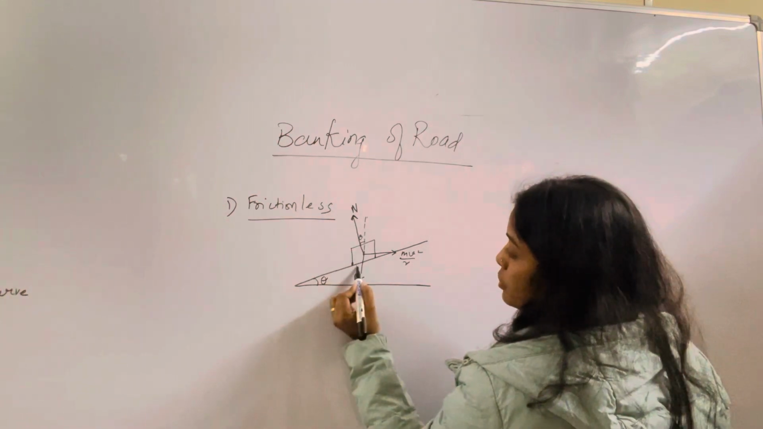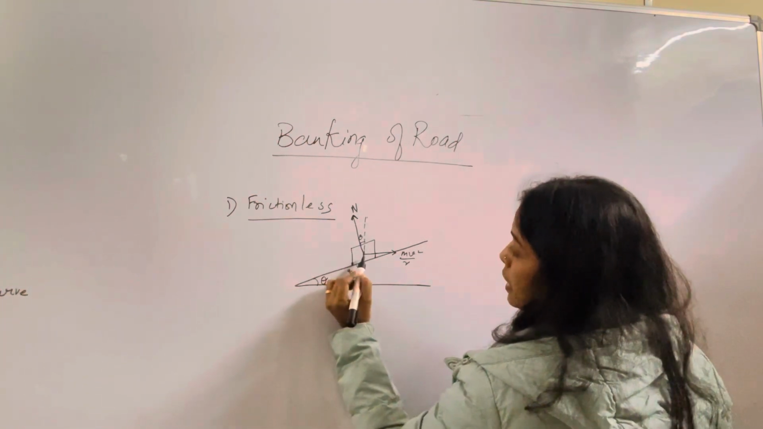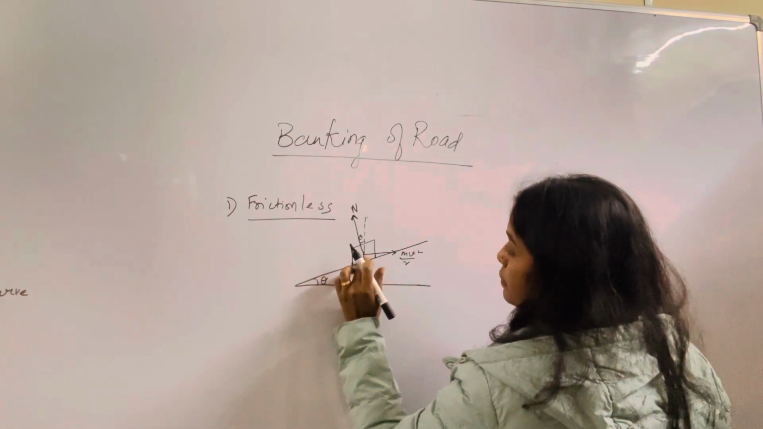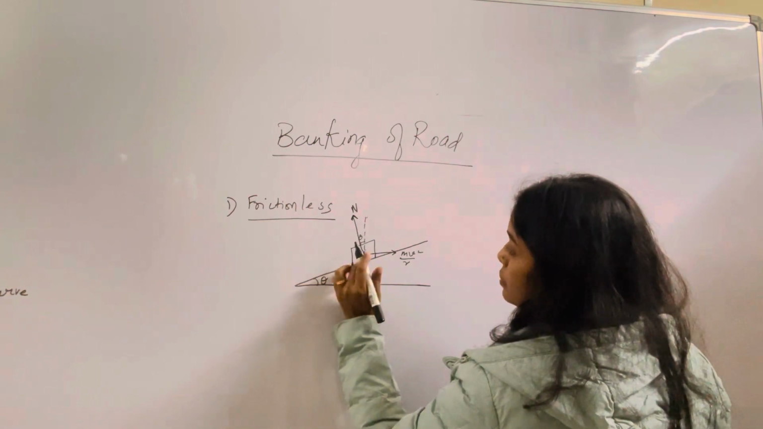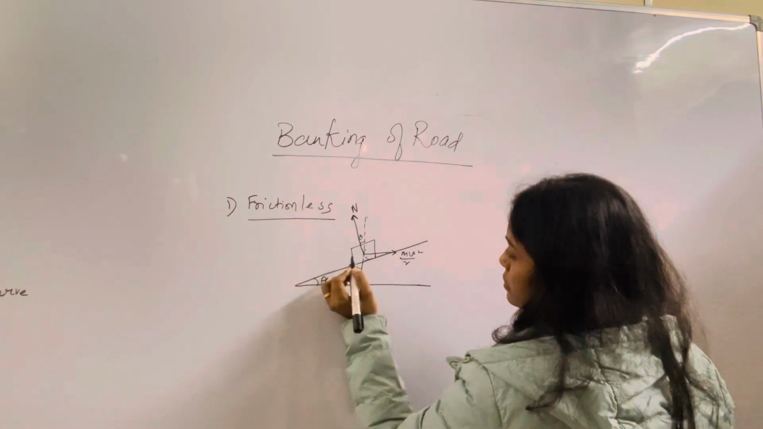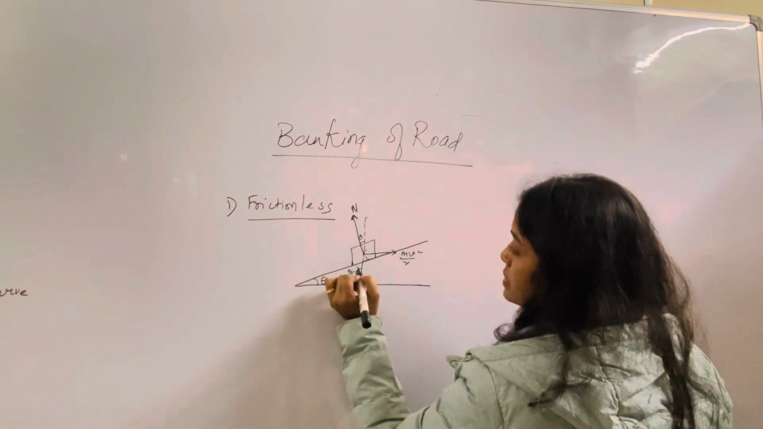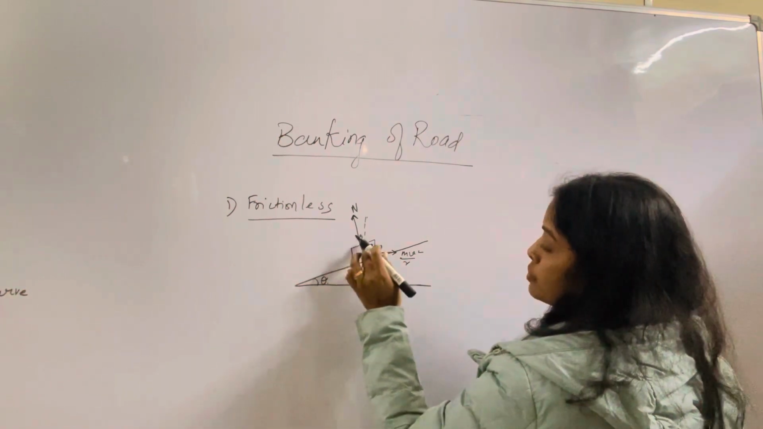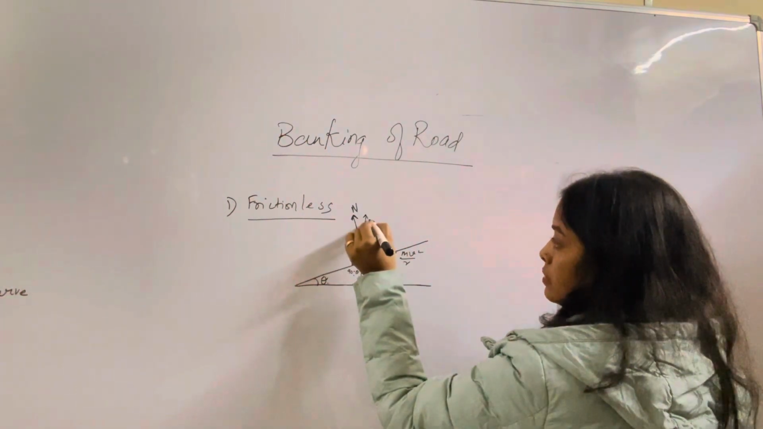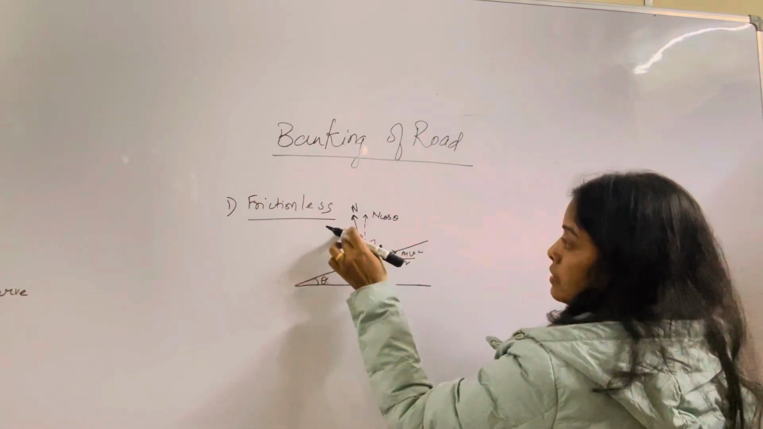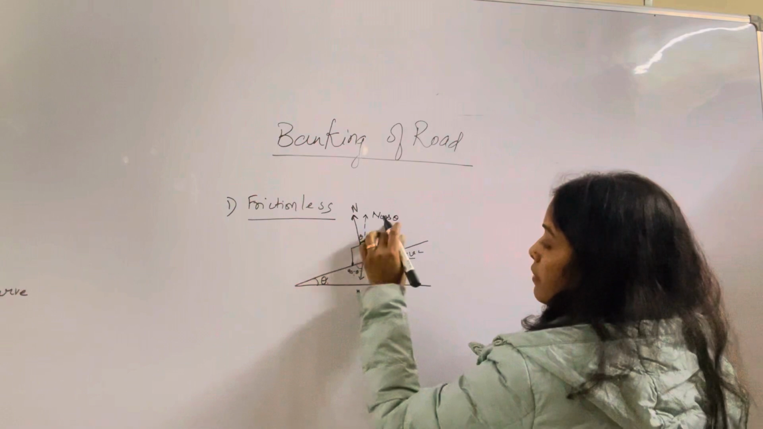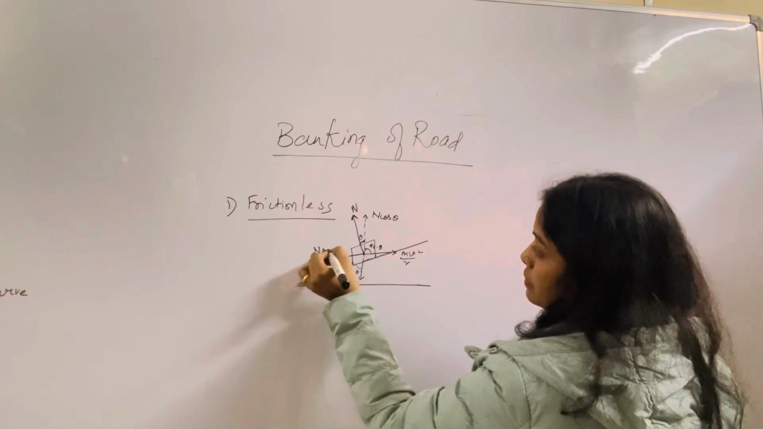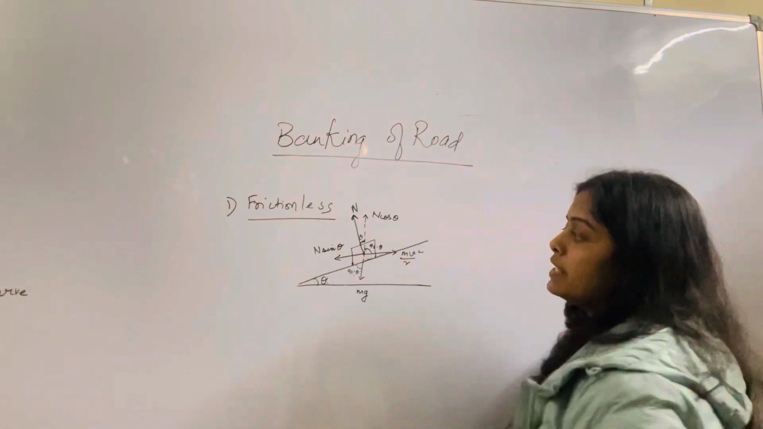How will we calculate this angle to be equal to theta? This is 90 minus theta, and this angle is also equivalent to 90 minus theta. So the overall angle is equal to theta. In the vertical direction we have N cos theta, and in the horizontal direction we have N sin theta.